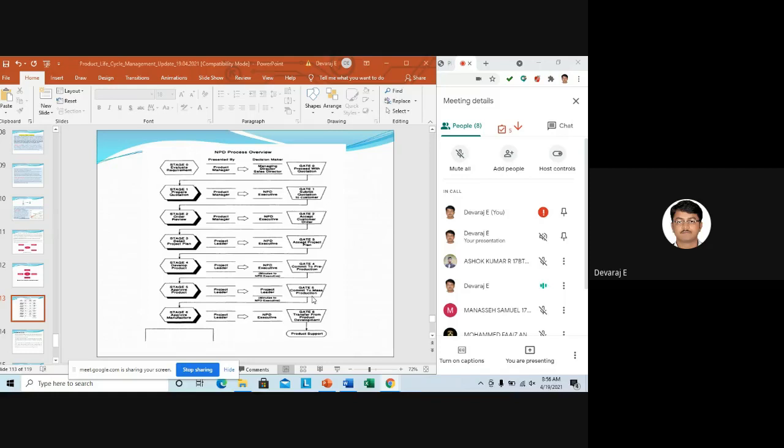Okay, then they will convert. Then they will go for producing 1,000 products, according to the needs of the customers. Then you can see approve manufacturing.